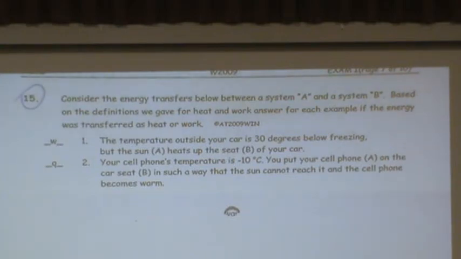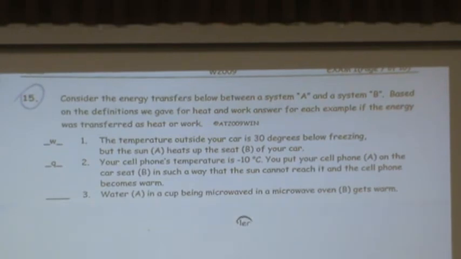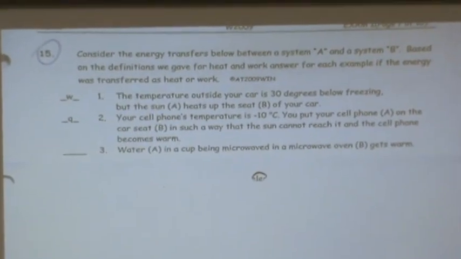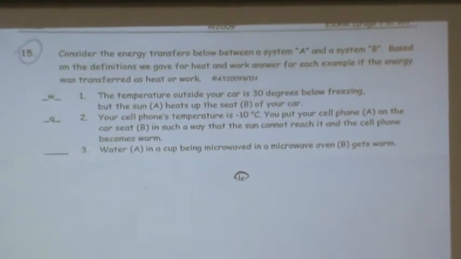And then we have number 3. You have water as one system, system A, and system B is the microwave oven. It's a total thing, just the microwave oven. So in that case, what is it, work or heat? Heat? No, it's work. Work in the form of radiation.